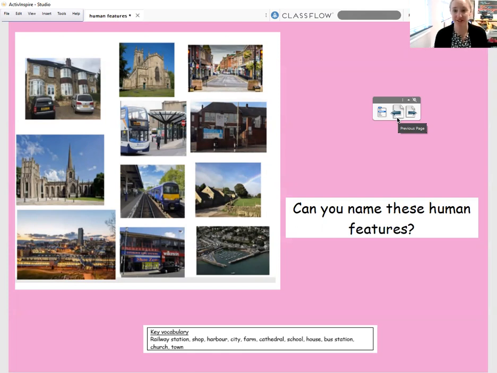So we started yesterday by looking at human features. Okay, so I've popped some of the human features up on the screen that we looked at. I want you to just spend a couple of minutes recapping, familiarizing yourself with what the names of them are, just because we're going to need it for today's lesson. So pause the video now and have a little chat at home with me.